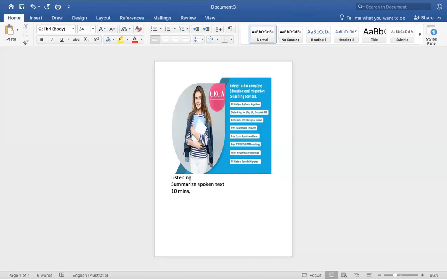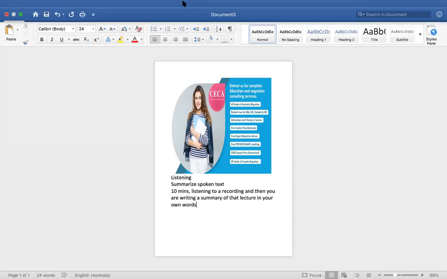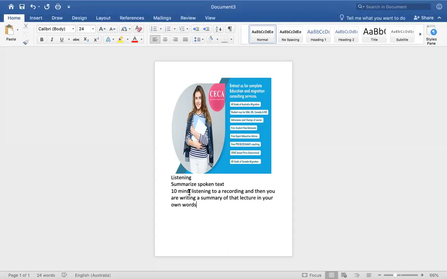So this is like you are listening to a lecture, like listening to a recording, right? And then you are writing a summary of that lecture in your own words, right? So this is what you will be doing in this item type. You got 10 minutes to do it.